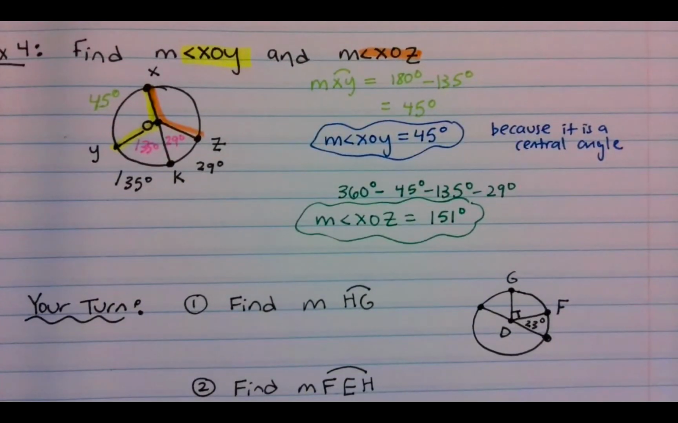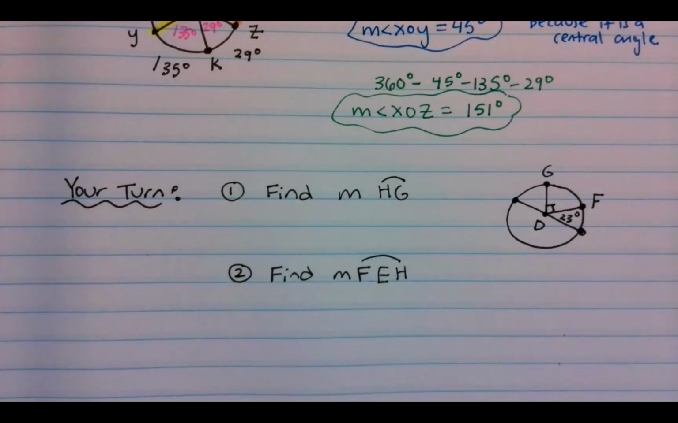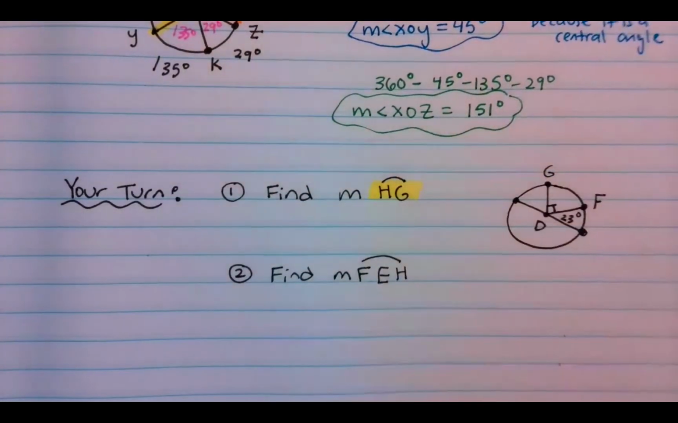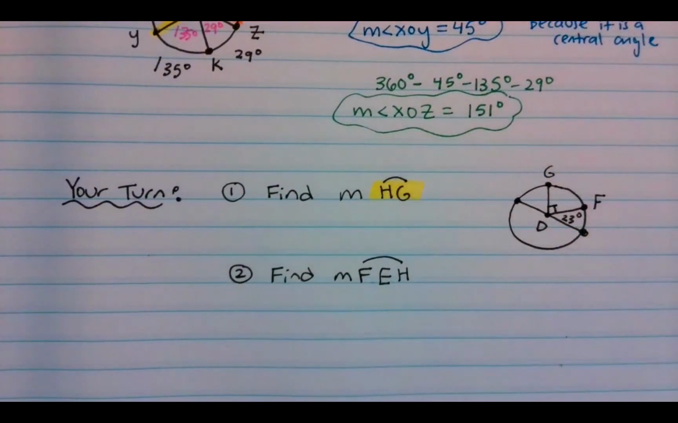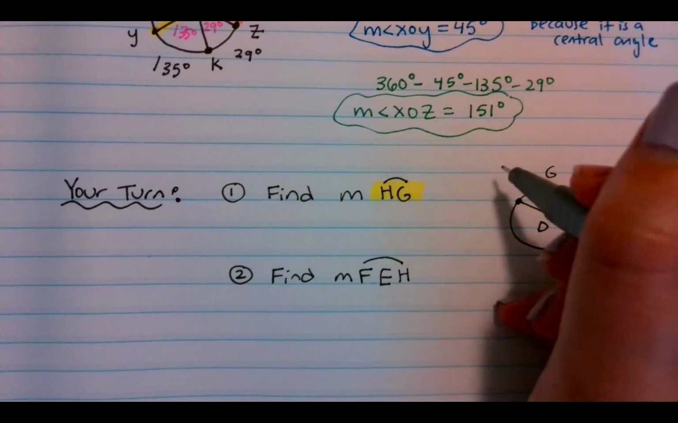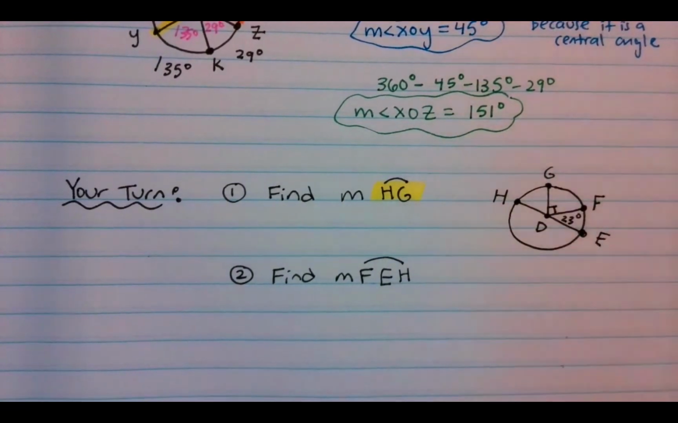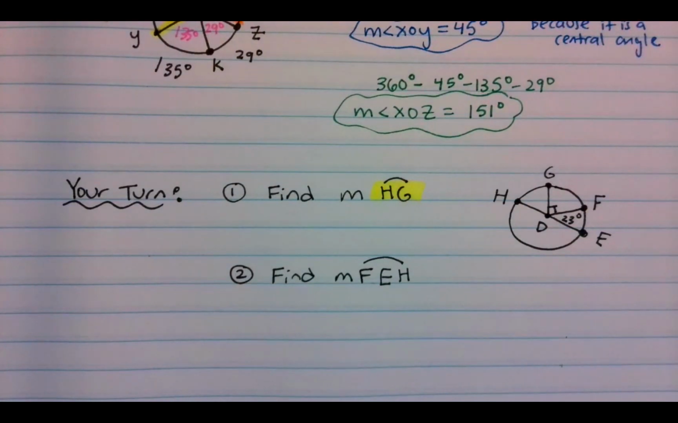All right, I've got a your turn here. Given this picture, first find the measure of arc HG. So, where is H? Oh my goodness. This is supposed to be an H right here. I didn't finish labeling my letters. I am so sorry. Okay, let's try that again. Your turn. Find the measure of arc HG.